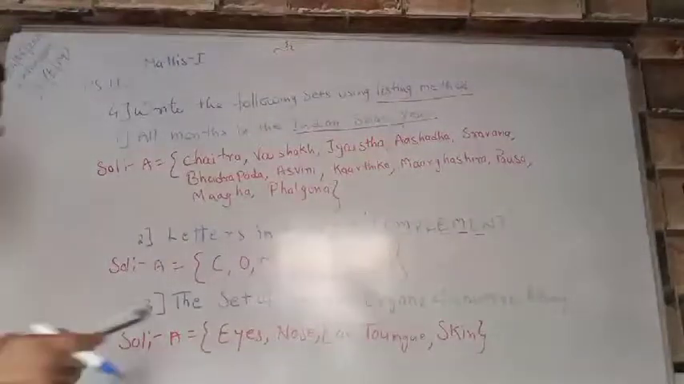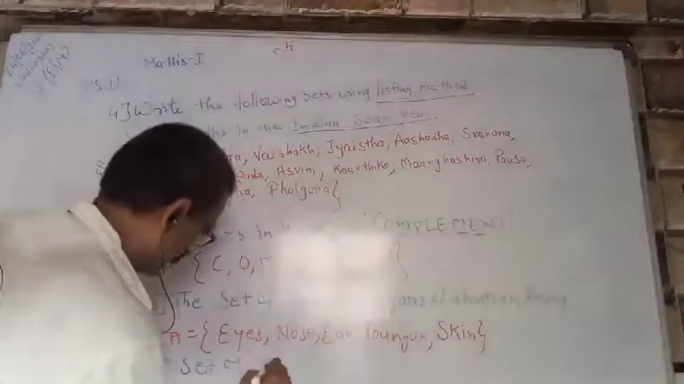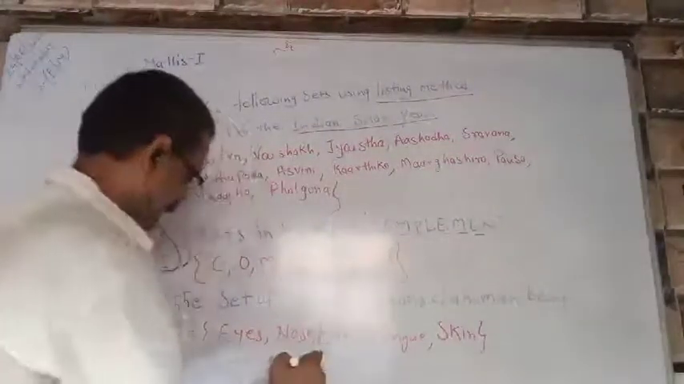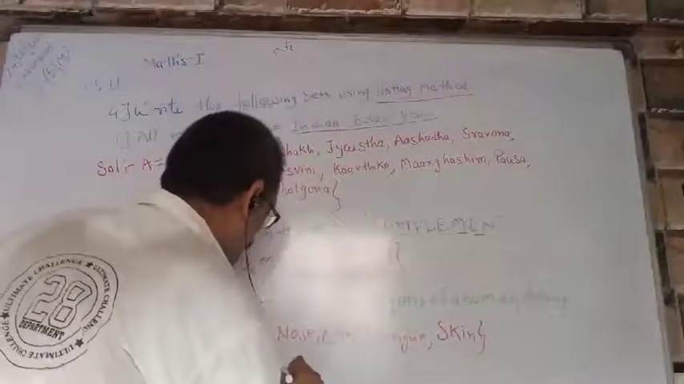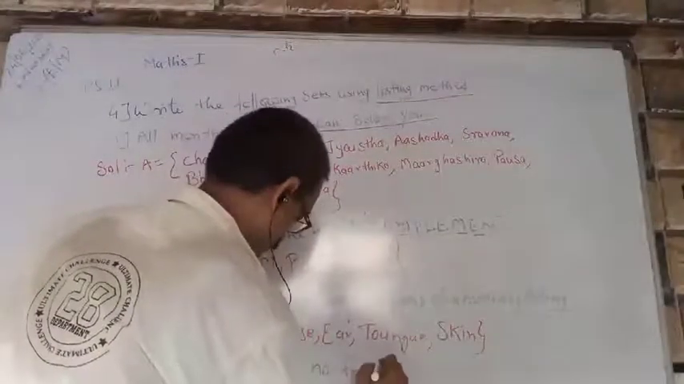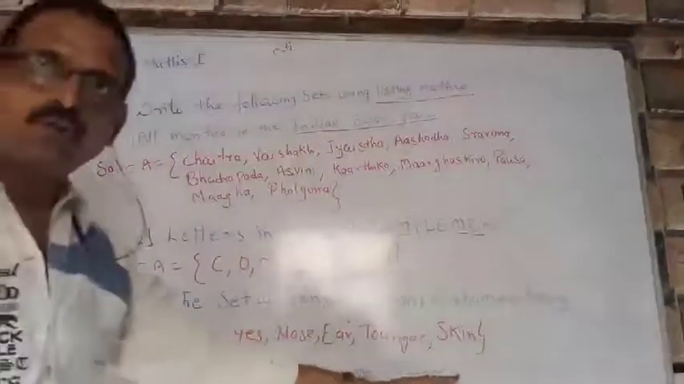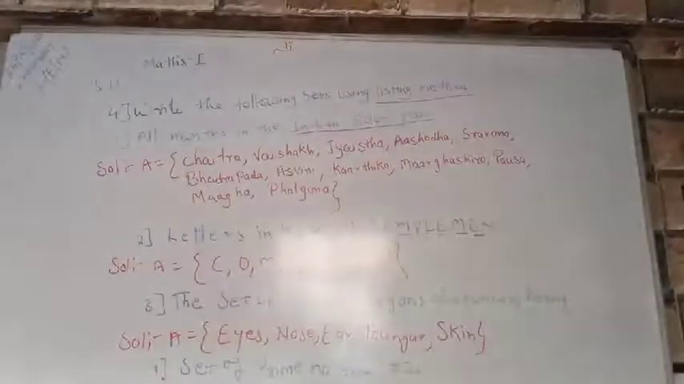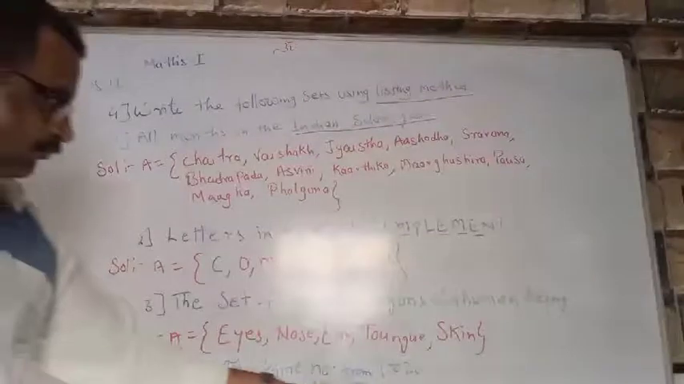set of prime numbers from 1 to 20. Set of prime numbers from 1 to 20. The prime numbers are in the set of 1 to 20.